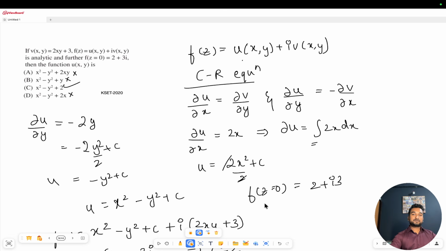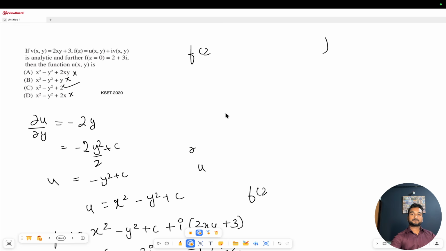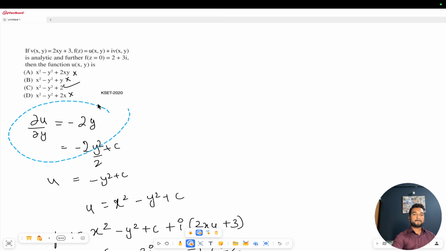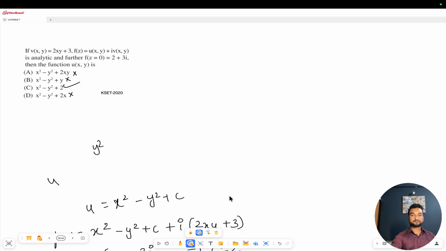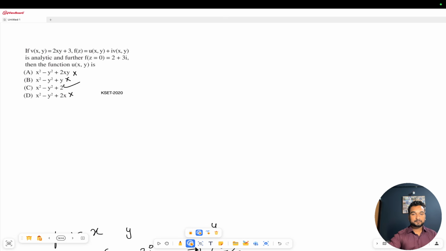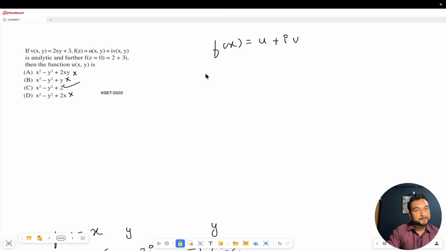But solving this question like this in an examination will be a lengthy process. So what I suggest is just go through the options. You can see that they told that f of z will be u plus i v, and they have given f of 0 equals 2 plus 3 i.